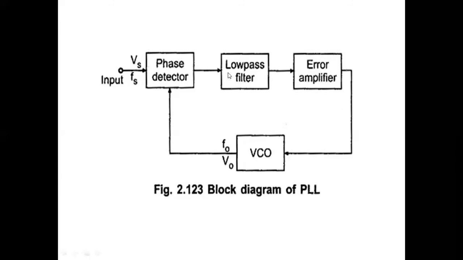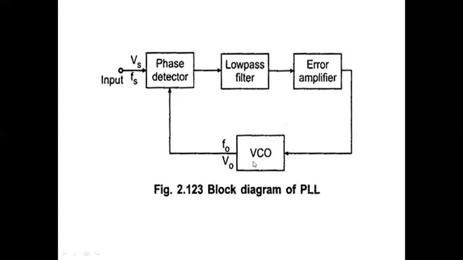This signal is applied to the low pass filter. The low pass filter passes the lower frequency component and eliminates the higher frequency component. That is, Fs plus F0 is eliminated by the low pass filter. Only the lower frequency, Fs minus F0, is passed by the low pass filter. Next, that is amplified by the error amplifier and applied to the VCO. VCO means voltage controlled oscillator.